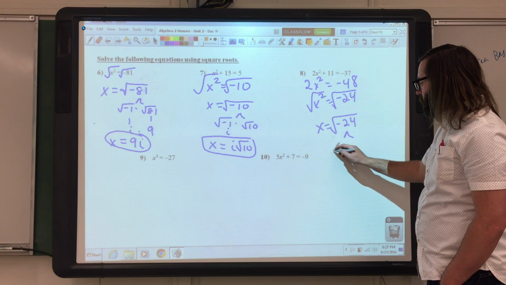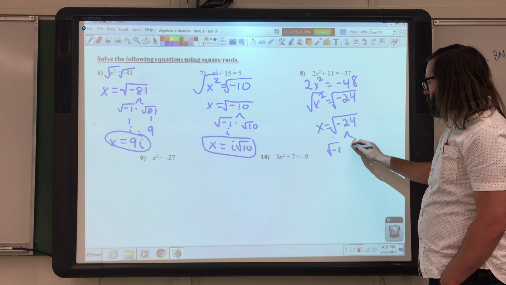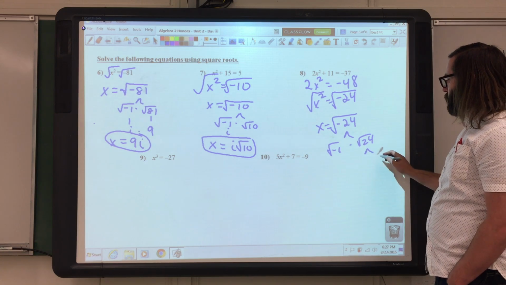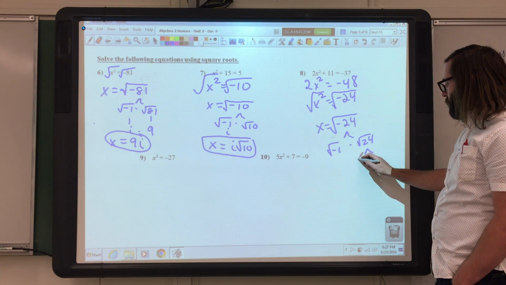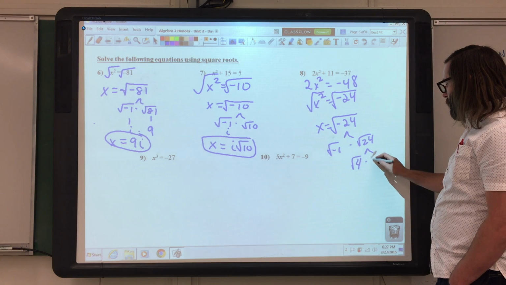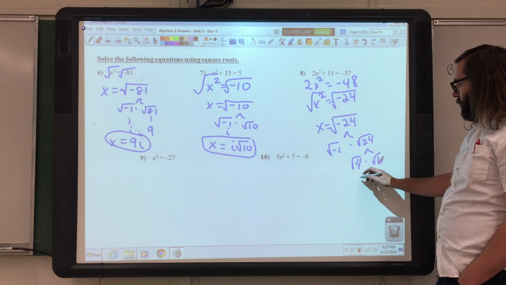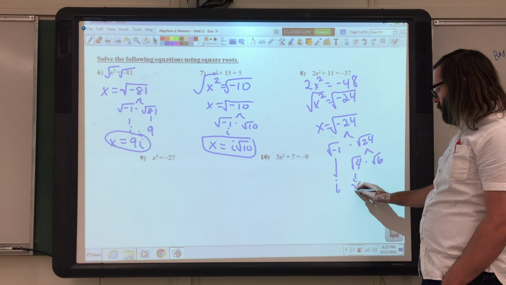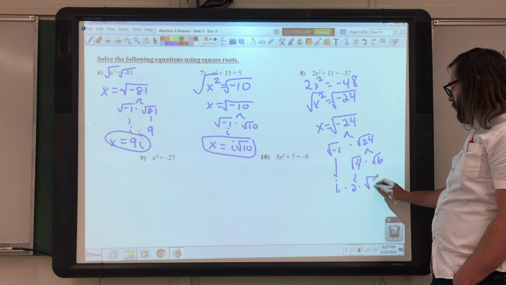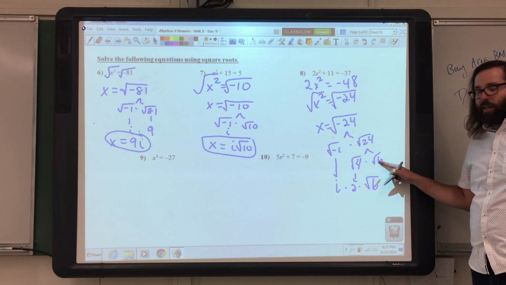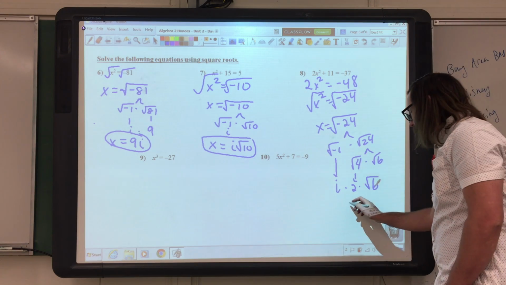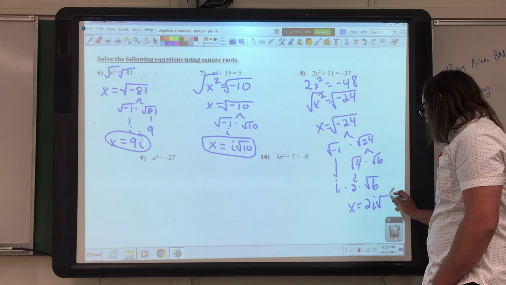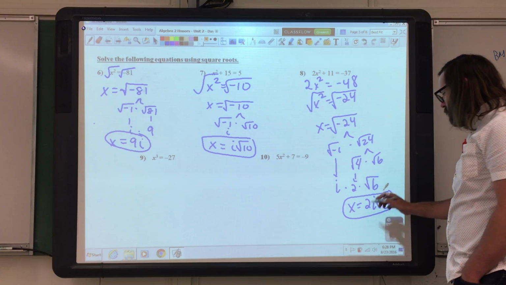This is really the square root of negative 1 times the square root of 24, which you should be able to factor as 4 and 6. We know this is i, we know this is 2, and you can't simplify the square root of 6. So your answer for 8 would be 2i times the square root of 6.